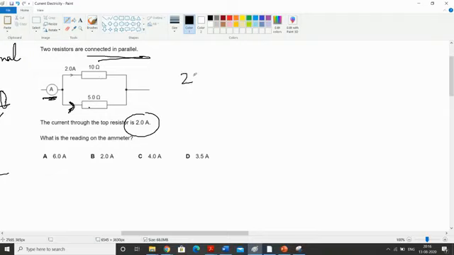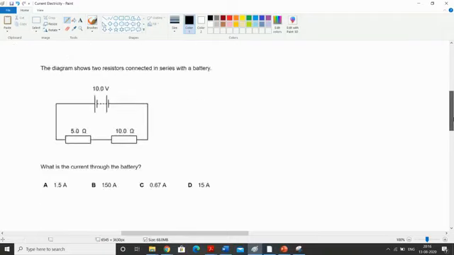So we can write 2 into 10, the voltage, because the voltage across here and the voltage across here is the same. V is equal to IR, I into R equals again I into R. So the voltage is the same. So we got I as 20 divided by 5, which is 4. So 4 is the current over here. 4 plus 2, 6. So 6 is the answer, because here is the 4, here is 2. So add them. So 6 is the answer.